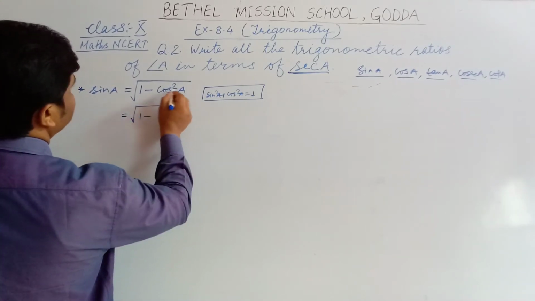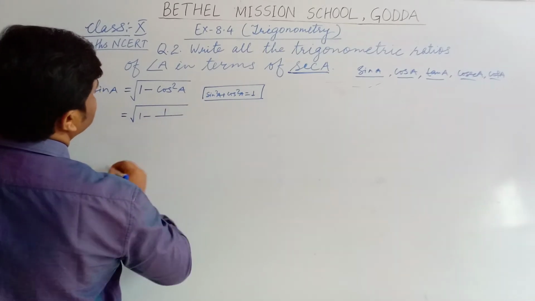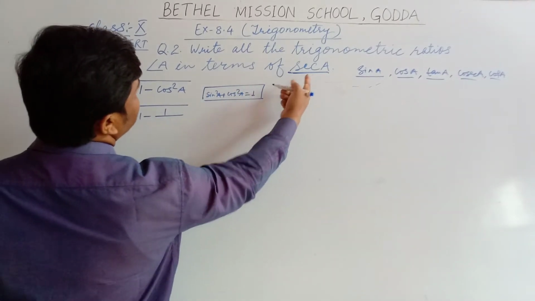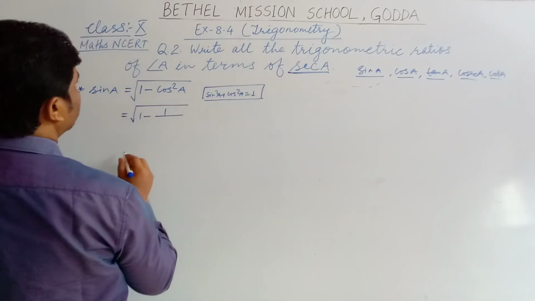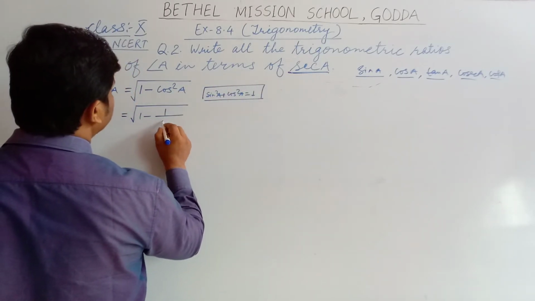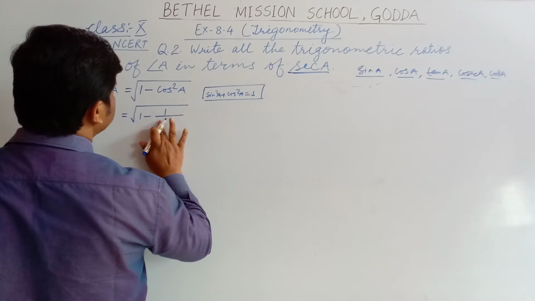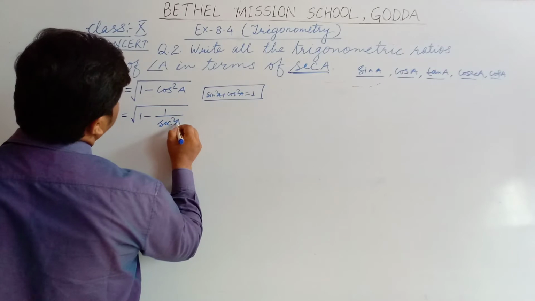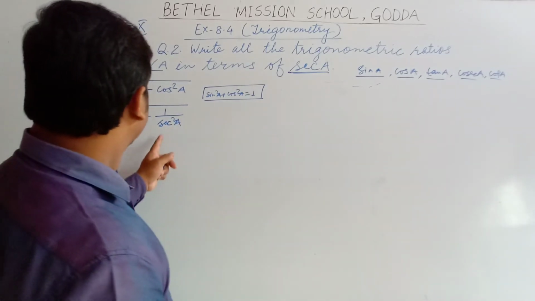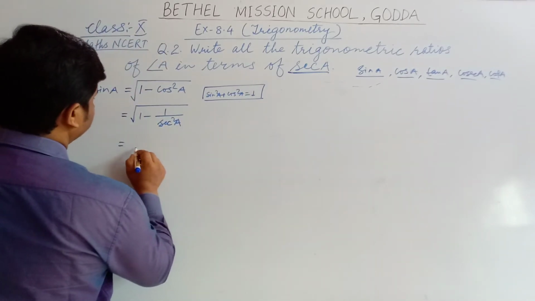So 1 minus this cos square A we will write, because we have to change to sec A, and that is the reciprocal of cos. So this will be 1 upon sec square A. Sec square A. Then what will be?